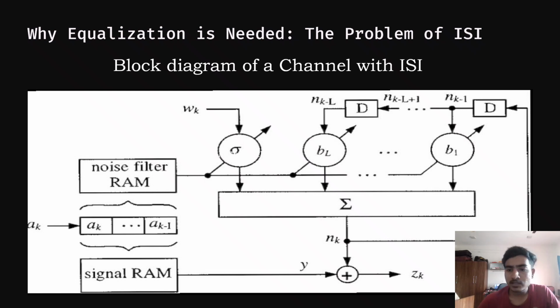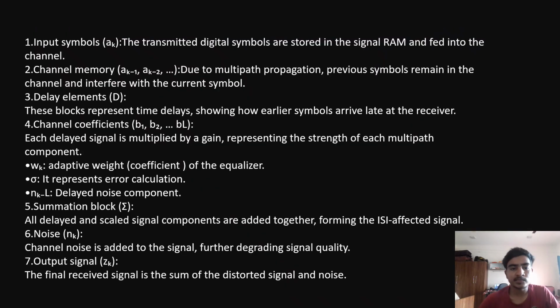And this is the delayed noise component. And this is the summation block. All delayed and scaled signal components are added together, forming the ISI-affected signal. And this is n_k, the channel noise, which is added to the signal, further degrading signal quality. And this is z_k, which represents the final received signal, the sum of the distorted signals and noise. These are the points I have explained now.